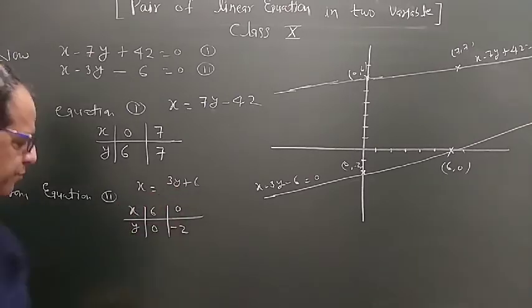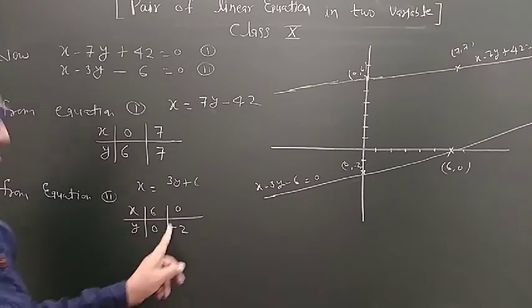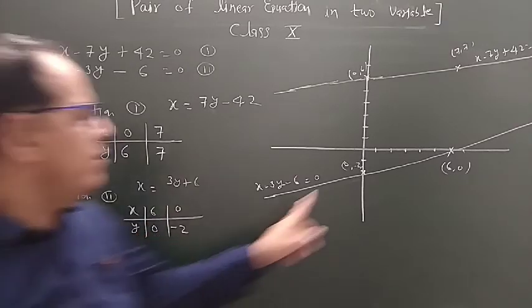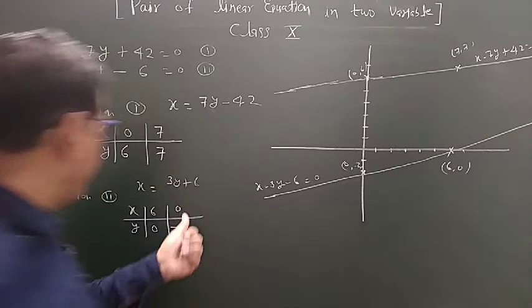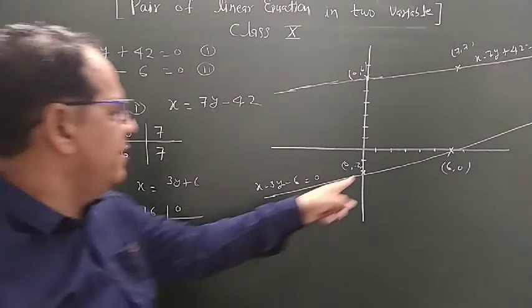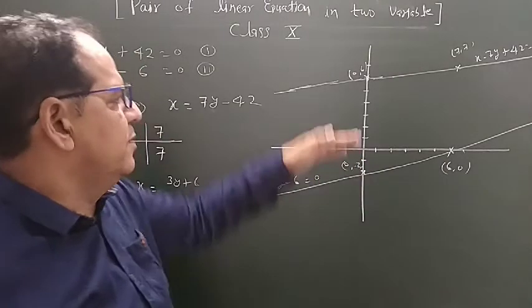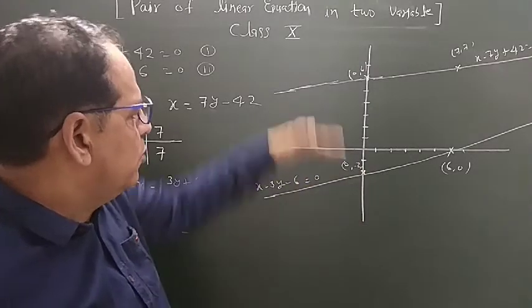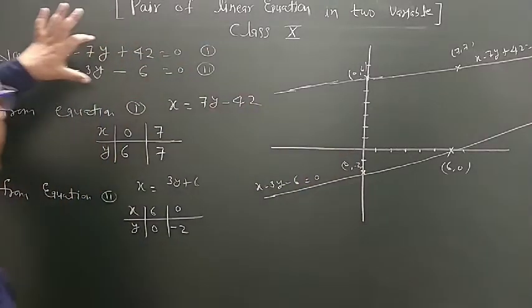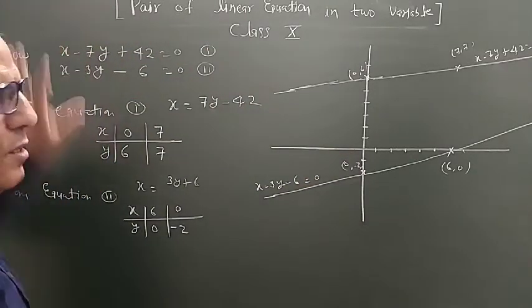First we plot the point (6, 0). Clearly this point lies on the x-axis. The second point is (0, minus 2), which lies on the negative side of the y-axis. So these two lines show these two algebraic equations of the linear equations in two variables.